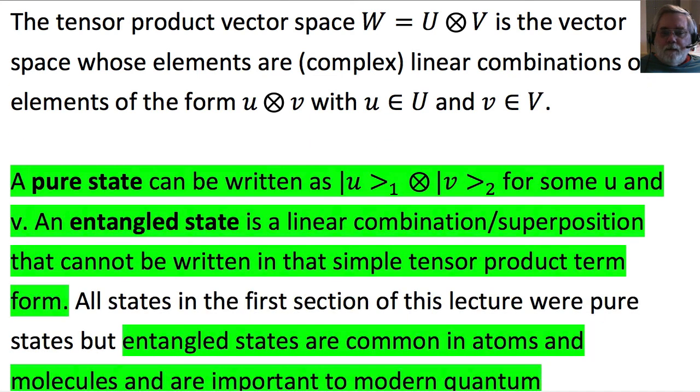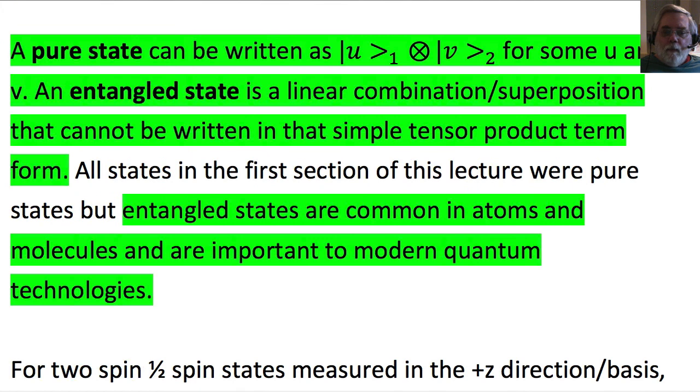A pure state can be written as ket u for particle 1, tensor product ket v for particle 2, for some u and v in the space. An entangled state is a linear combination or superposition that cannot be written in that simple tensor product term form. All states in the first section of this lecture were pure states. But entangled states are common in atoms and molecules and are important to modern quantum technologies.